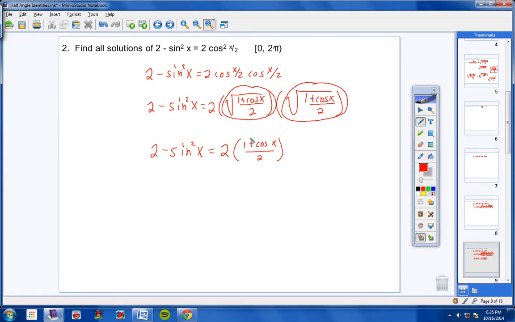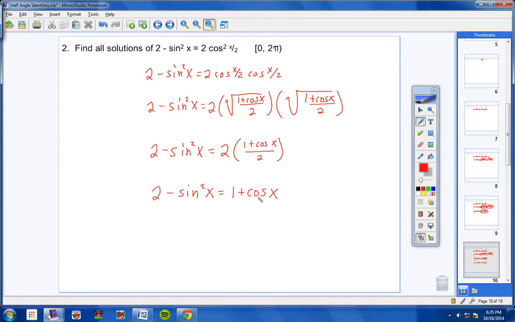All right, next I can do a little more simplifying right here. So I'm going to multiply these together, put the 2 over 1, do some simplifying, and I'll come up with this right here, okay? Because your 2's over 1, your 2 would cancel, leaving you with 1 plus cosine x. Now I'm doing really, really well, okay?